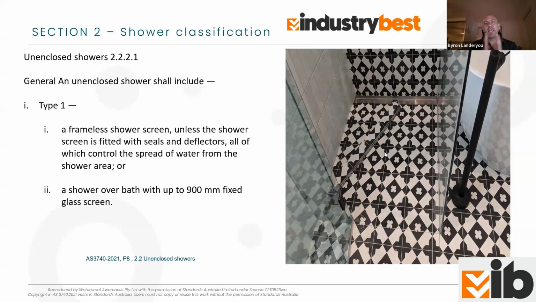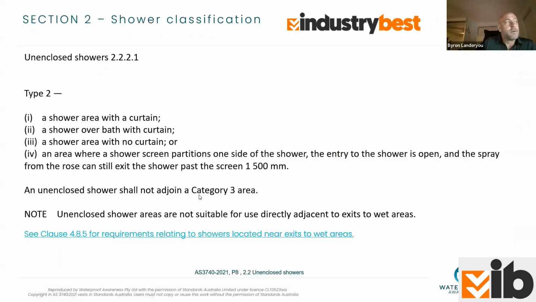Now, understanding the shower classification is very important because it's going to have an impact on what our compliance requirements are. Or a shower over bath with up to a 900mm fixed glass shower screen. Type 2, shower with a curtain, shower over bath with a curtain, shower area with no curtain. An area of a shower screen partitions one side of the shower. Okay.